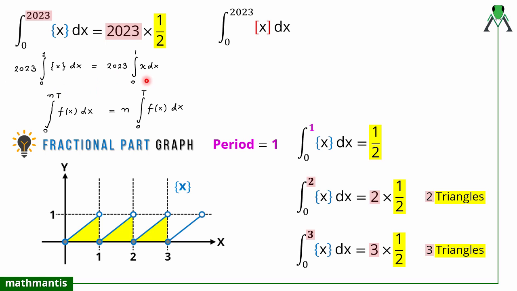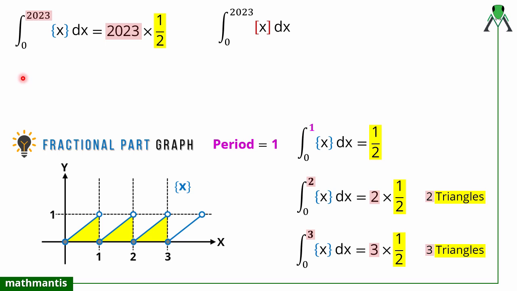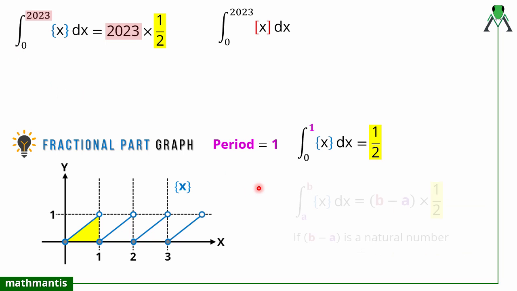We can easily understand this value from the graph, and we can also use the definite integral property to evaluate this value. So this is how we can evaluate this function. So this is the clear part. Now we will come back to this part. But before this, let me generalize the result for fractional part function. If the lower limit is a and the upper limit is b, we can write the integration of fractional part of x dx as b minus a multiplied by half. But the condition is that b minus a must be a natural number.